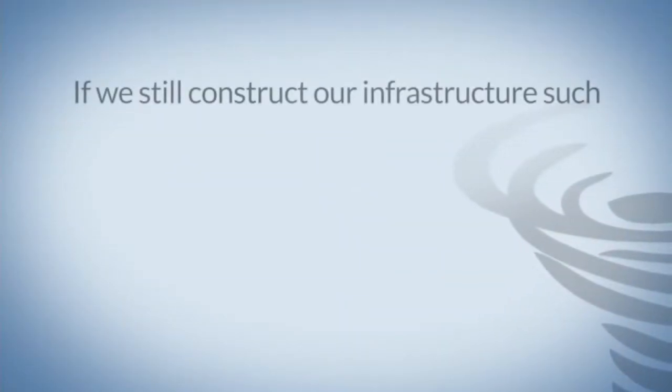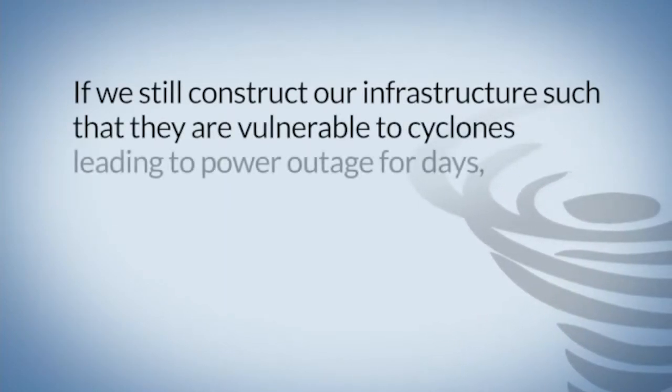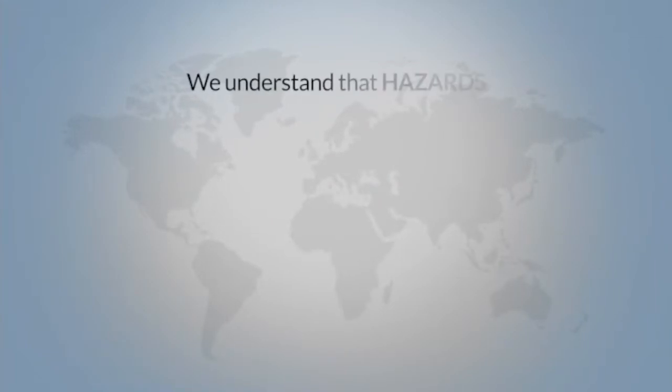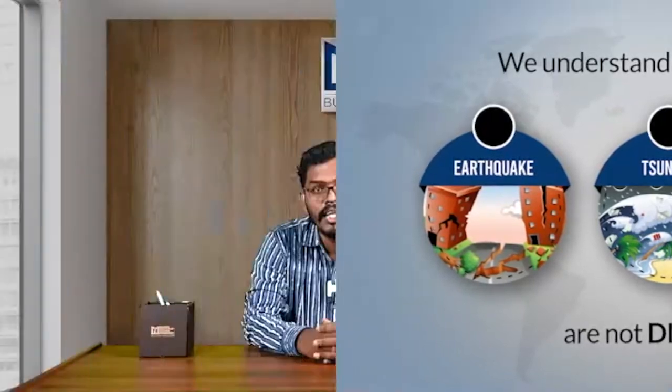With all this information in hand, if we still construct our infrastructure such that it is vulnerable to cyclones, leading to power outages for days, how is the cyclone responsible for it? Shouldn't we be putting efforts to make our infrastructure more resilient? Therefore, it is important that we understand that hazards like earthquakes, tsunamis or floods are not disasters. They are simply hazards, and we, our society and all of its institutions need to work together to make sure that these hazards do not become a disaster.